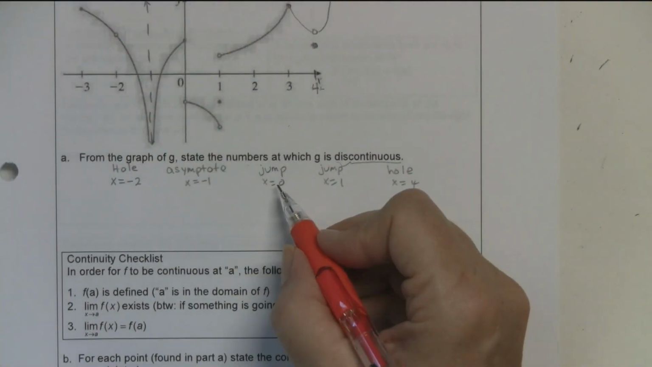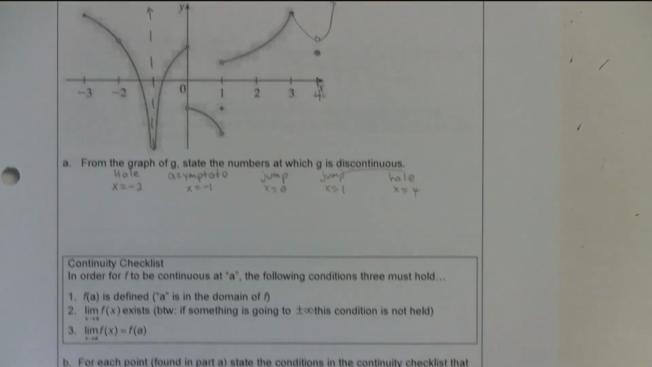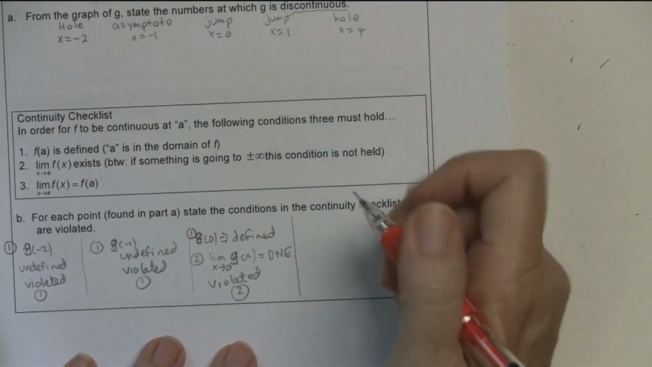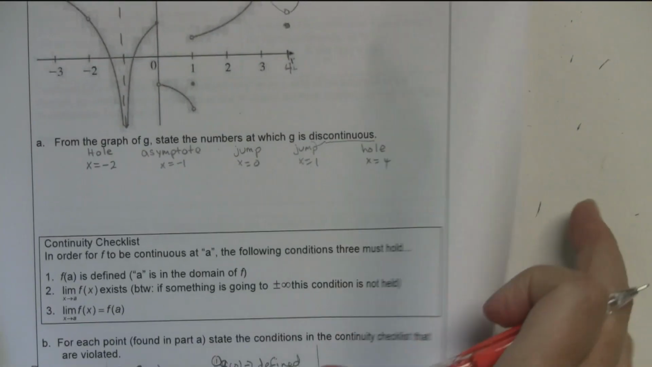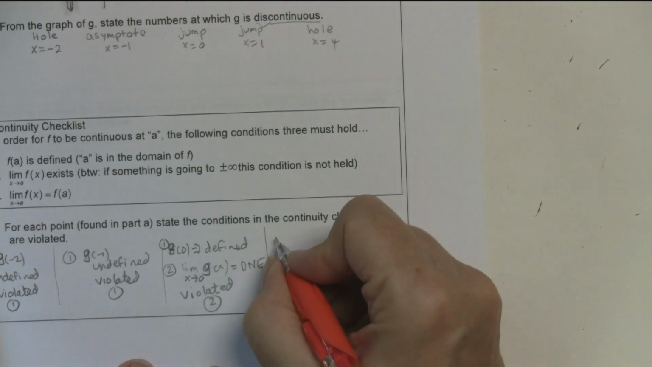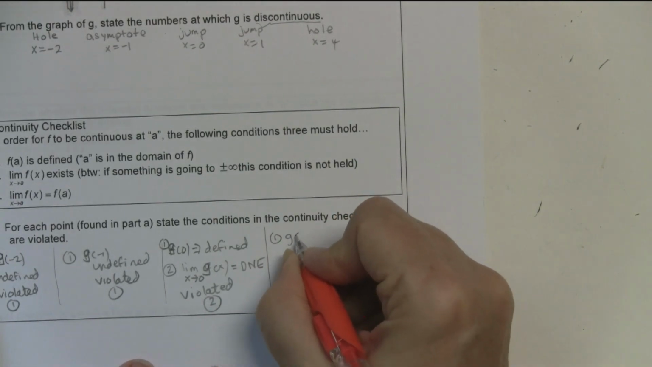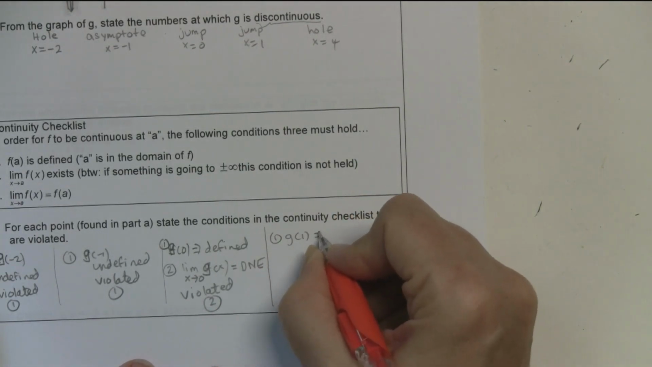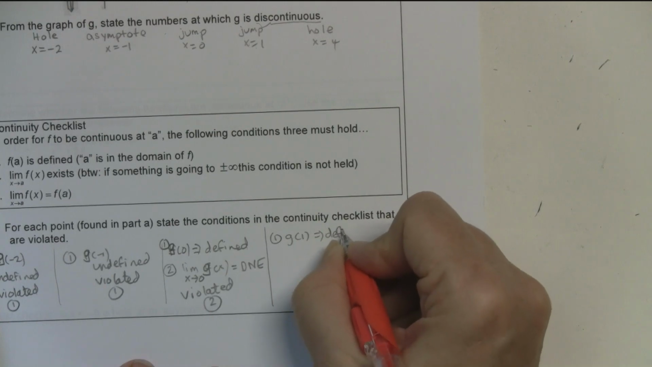And then at 1, some of these are almost the same, huh? So when I think about g of 1, it's defined, so no problem there.